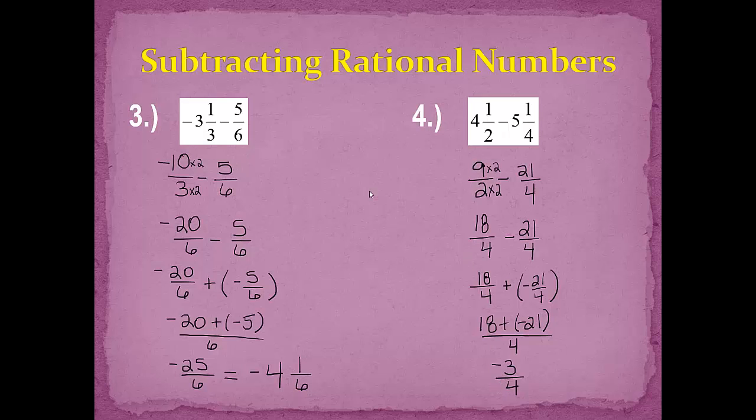On both of these problems, you could have found a common denominator before you made them into improper fractions. So you could have reversed those steps. You could have done a common denominator first and then changed your mixed numbers into improper fractions. That would work on both of these problems.